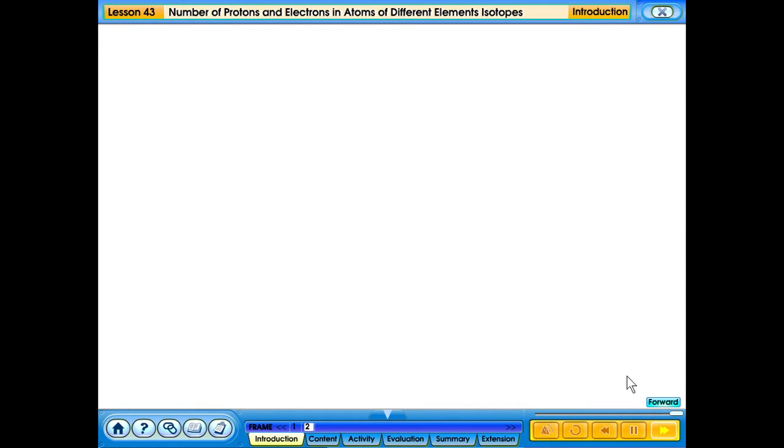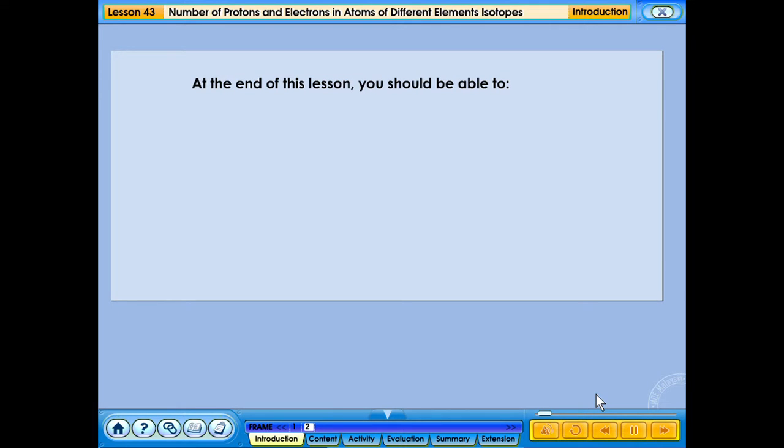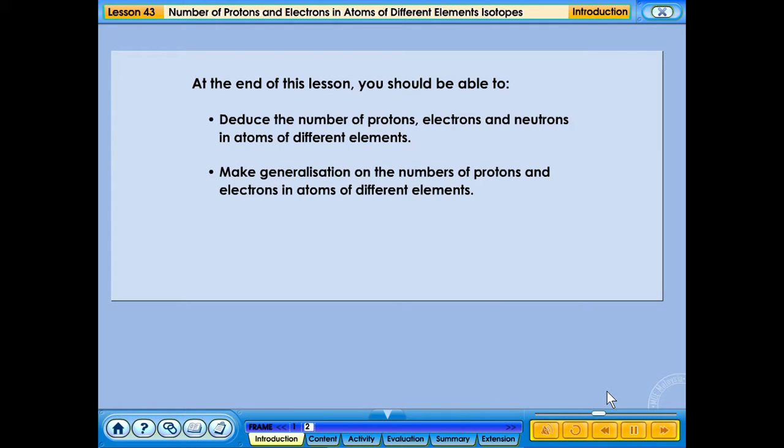At the end of this lesson, you should be able to deduce the number of protons, electrons and neutrons in atoms of different elements. Make generalization on the numbers of protons and electrons in atoms of different elements. State what isotopes are. Give examples of isotopes.